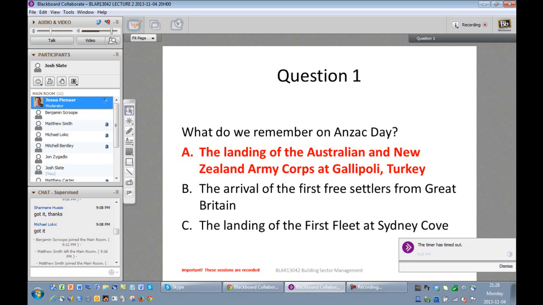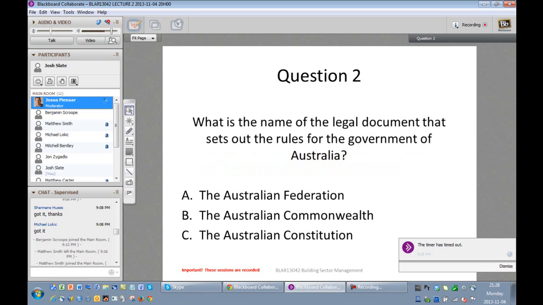This is one of the questions that came out of the citizenship test. Actually, all of these questions came from there except the last one, which I just made up today. All right, so the next one: the legal document that set out the rules for the government of Australia.